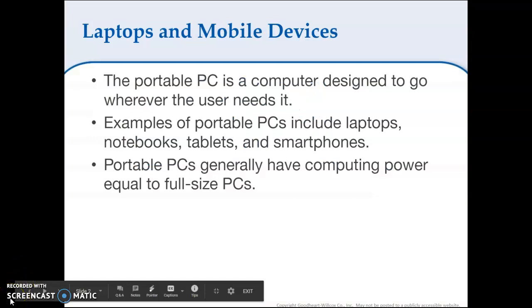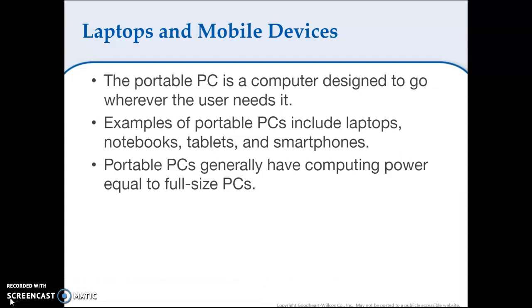Laptops and mobile devices. The key to know about these different types of devices is that they are mobile. A portable PC is a computer designed to go wherever the user needs it to go. Examples of portable PCs could be laptops, notebooks, tablets, and even smartphones. Portable PCs generally have computing power equal to a full-size PC. The advantage of them is usually that they are smaller and they are portable, which means they can go with the user and not be tied to a desk or a particular outlet.